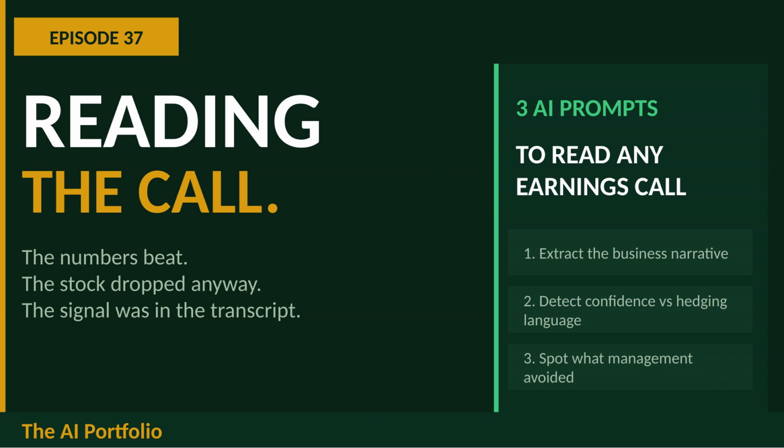The stock dropped 6% after earnings. The revenue number actually beat, the EPS beat, and yet 6% down. If you only read the headline numbers, you missed what the market actually reacted to.